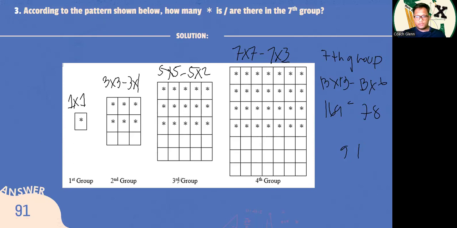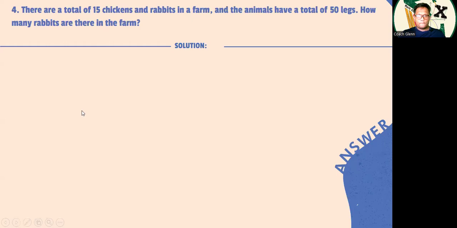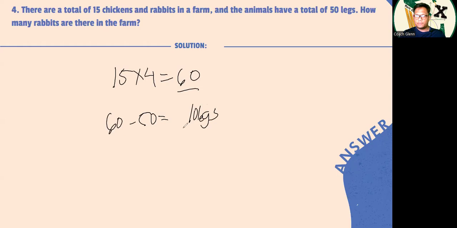Okay. Next, let's have the next problem. Okay, for this one, all we need to do is assume that they are all rabbits. So we have 15 times 4, so you have 60. So get the extra legs you have. So 60 minus 50, you have extra 10 legs. So just divide that by 2. That's equal to 5. So the answer here is 5 chickens and 10 rabbits. The final answer here should be 10 rabbits.